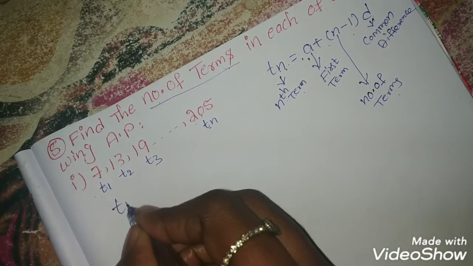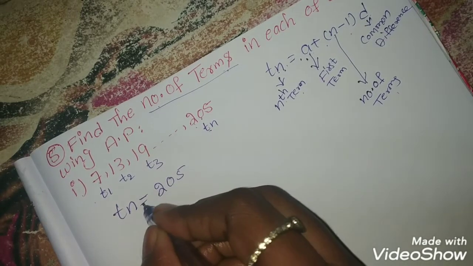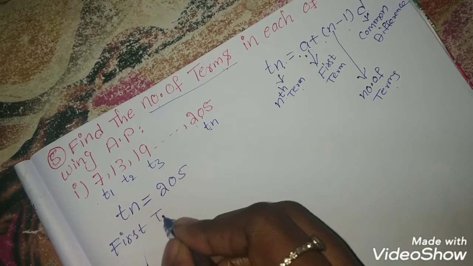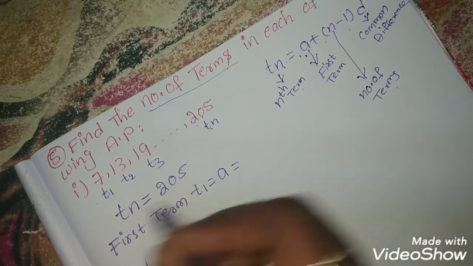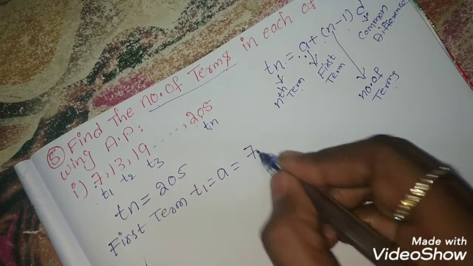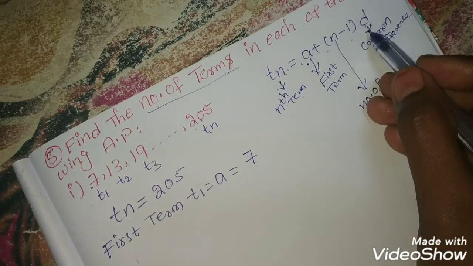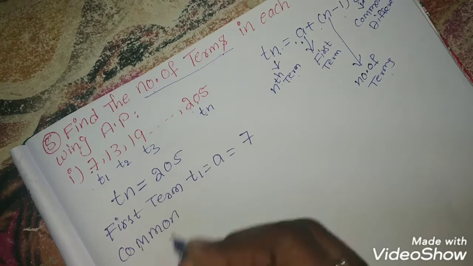Clearly we can say the nth term is 205. So write down Tn is equal to 205. Next, the first term, T1 is equal to a is equal to 7. Next, what do we have to find? We have to find d, the common difference.